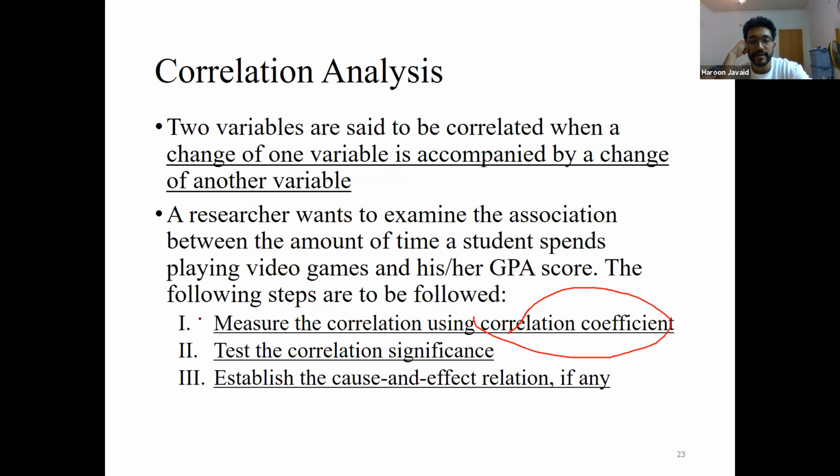Okay, so now let's talk about the correlation coefficient. Two variables are said to be correlated when a change in one variable is accompanied by the change of another variable. Cool, so this line is important. Basically, this is the definition of what correlation means.